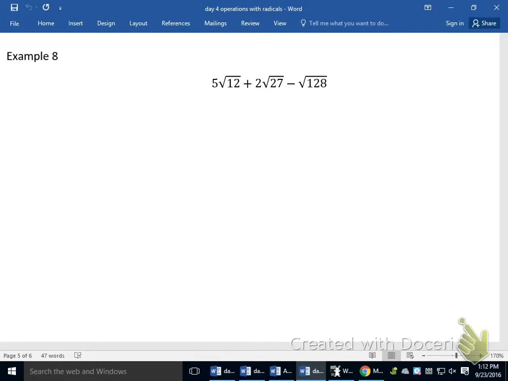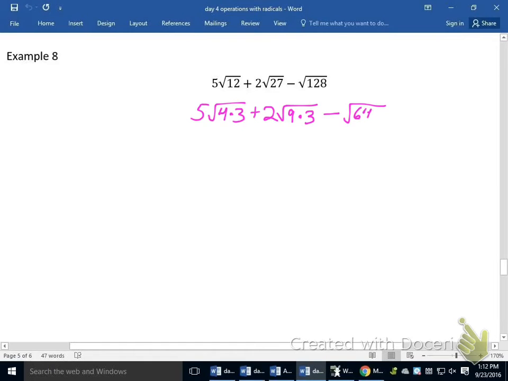Alright, wrapping up with one last problem here and we'll be done on this lesson. We're still dealing with square roots here, so let's take out the largest perfect squares on each of them. So for the first one, the 5 root 4 goes into 12 3 times, 4 being the biggest perfect square, plus the largest perfect square that goes into 27 is 9, goes into it 3 times, minus, let's do a little bit of work to figure out the largest perfect square that goes into 128. Alright, the largest perfect square that goes into 128 is 64, goes into it twice. Now, hopefully you were able to figure that out for yourself.